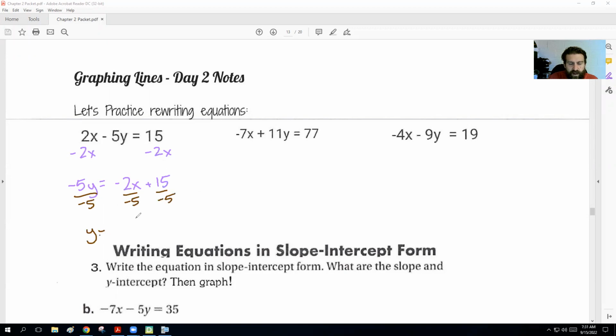Here's an easy thing to do. You can put this in a calculator, or if you look at this, does negative 2 divide by 5? No. One thing we do have is negatives canceling out, but we're going to leave this as a fraction, negative 2 over 5. Fractions are okay because they're easy to graph, up 2 over 5. And then here, 15 divided by negative 5 is negative 3.